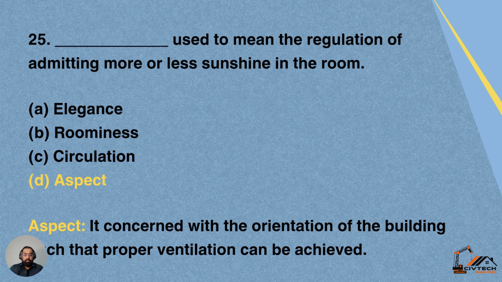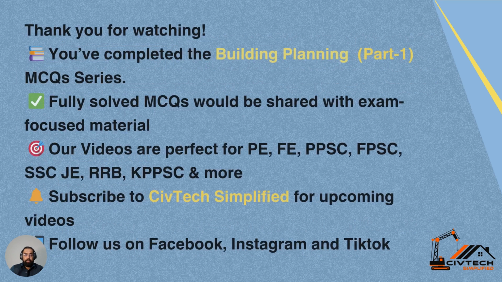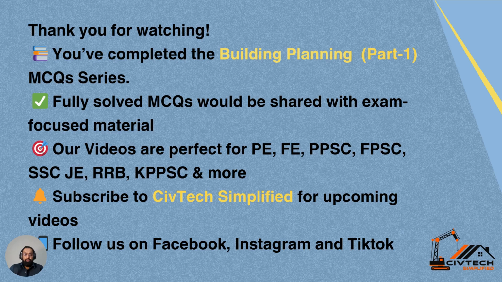So here we have the definition. Aspect is concerned with the orientation of the building such that proper ventilation can be achieved. So aspect is the orientation in which we ensure the sunlight or the ventilation of the building.